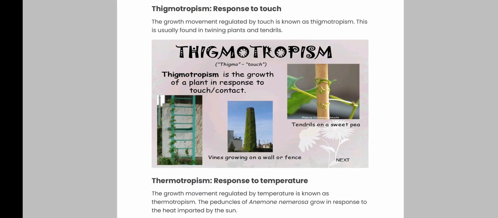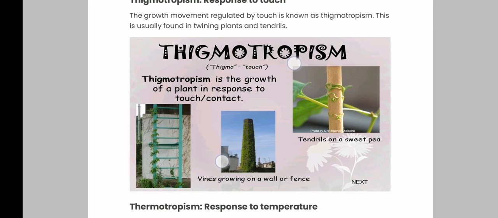Next is thigmotropism. Thigmotropism is the response to touch. Response to touch means the growth movement regulated by touch, known as thigmotropism. It is usually found in twining plants and tendrils. You can see in the diagram the vines growing on walls and fences, covering the whole wall. Then you can see the sweet pea tendrils encircling around any support. So thigmotropism is the growth of the plant in response to touch or contact.